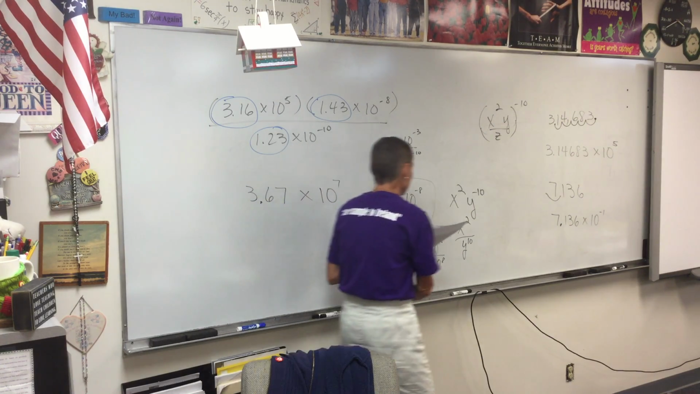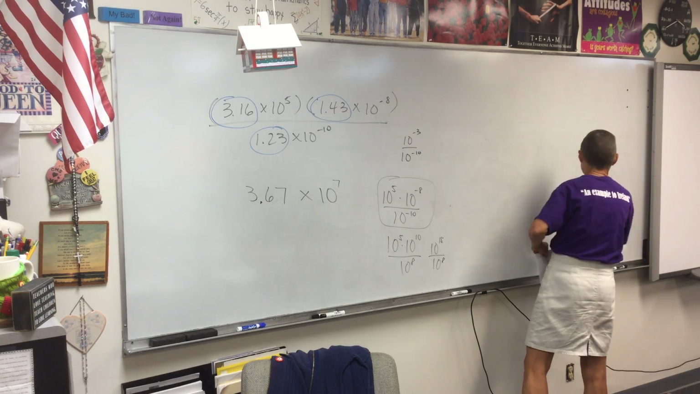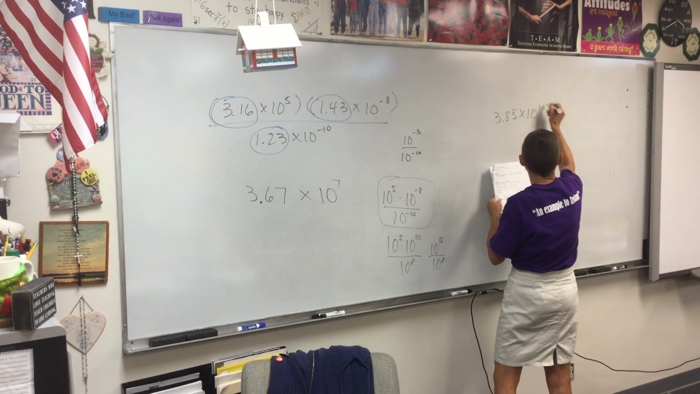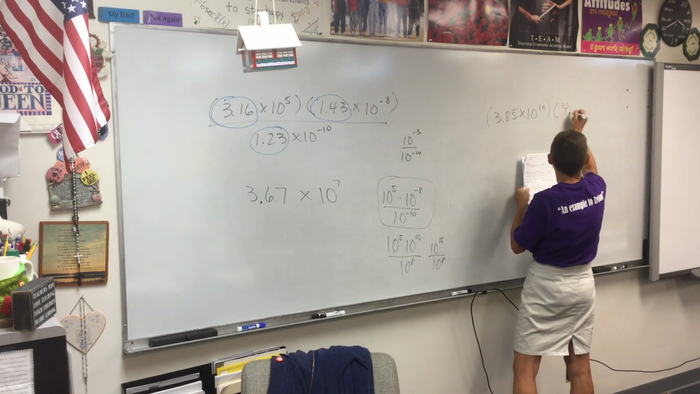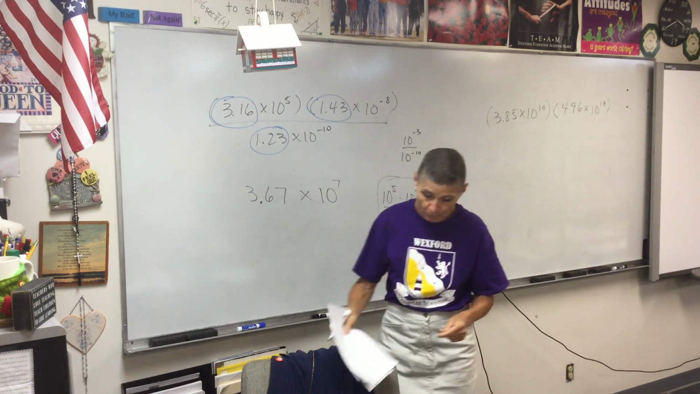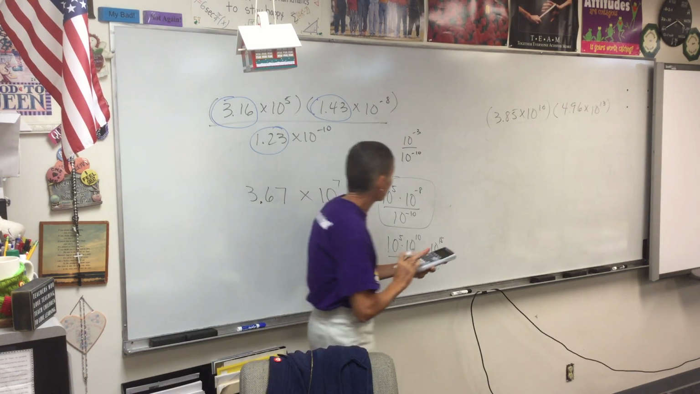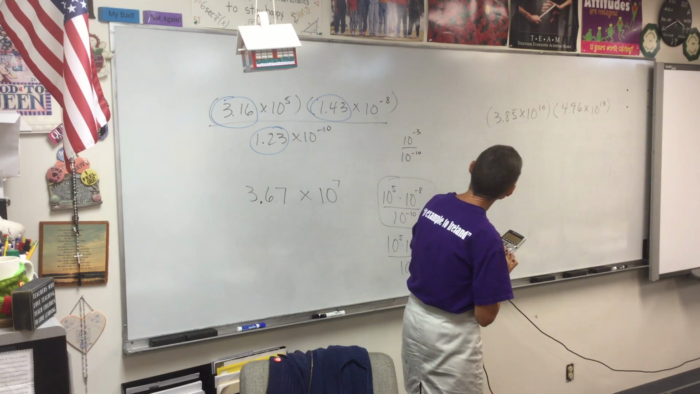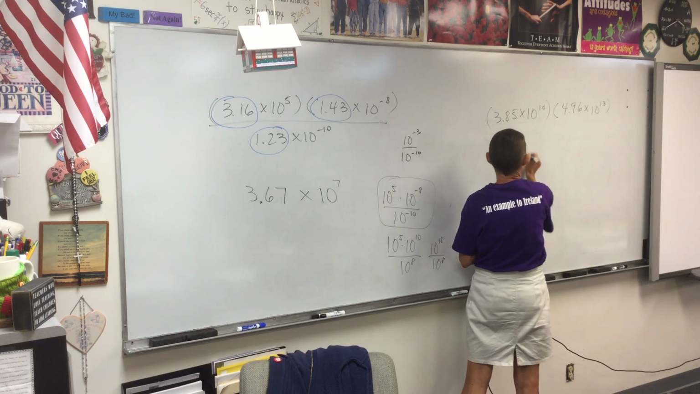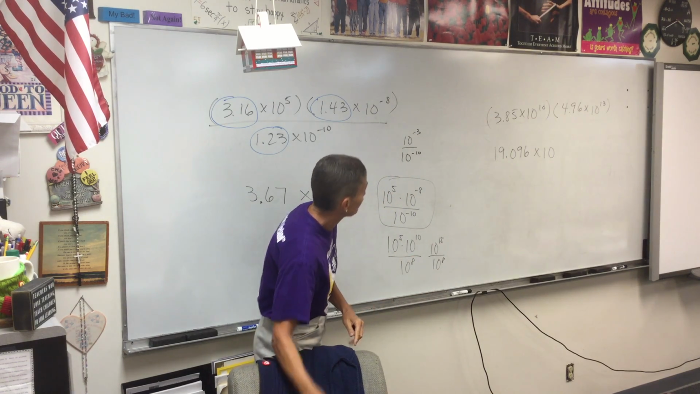The next one has a little bit of a complication in it. It looks like an easier problem, but it actually has an issue. What shall we do first? Multiply those two numbers together. All right, so we have 3.85 times 4.96. 19.096. How many tens do I have all together? 23.